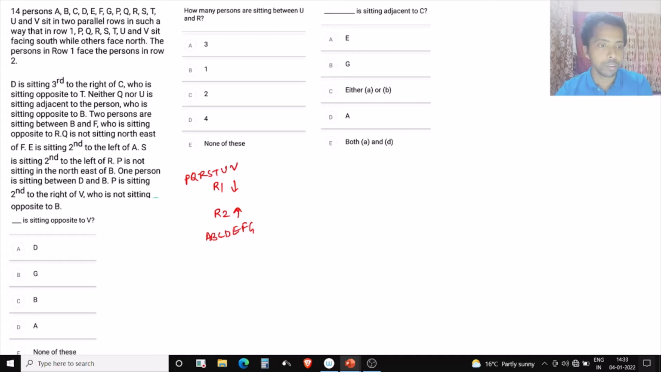Now read this data here. D is sitting third to right of C, who is sitting opposite of T. Right, D is sitting third to right of C. So C is here, 1, 2, D is here, T is here.